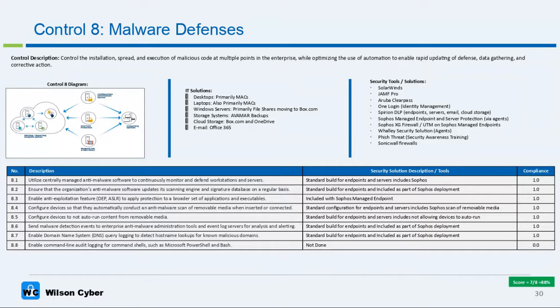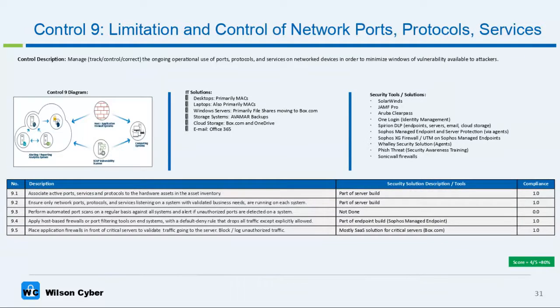Send malware detection events to enterprise anti-malware administration tools. Enable DNS query logging to detect hostname lookups for known malicious domains. Enable command-line audit logging for command shells such as Microsoft PowerShell and Bash. And again, they're already at 80% or 88%, so they're doing a good job on malware.